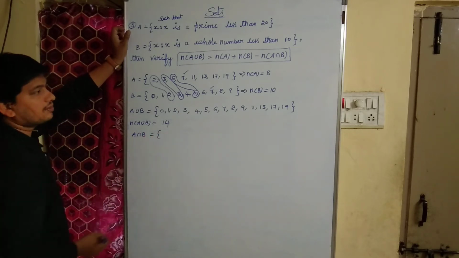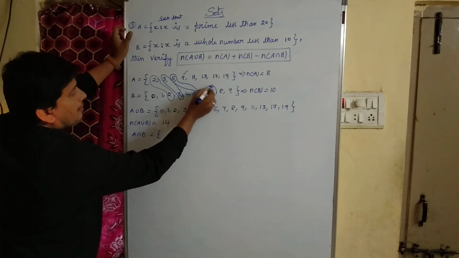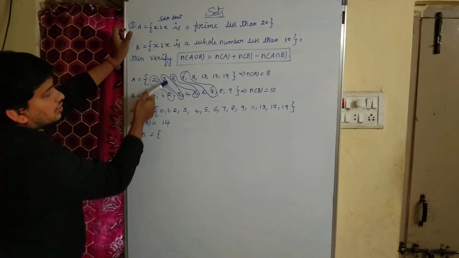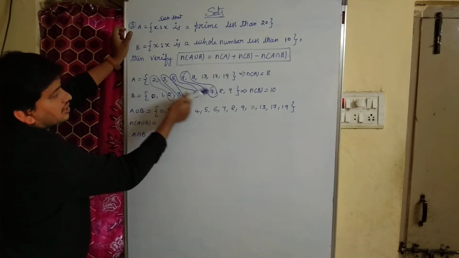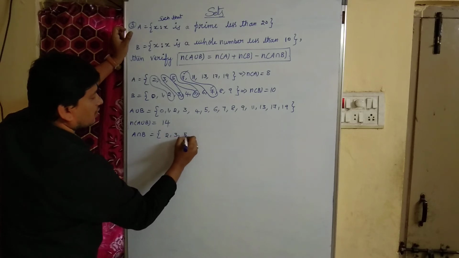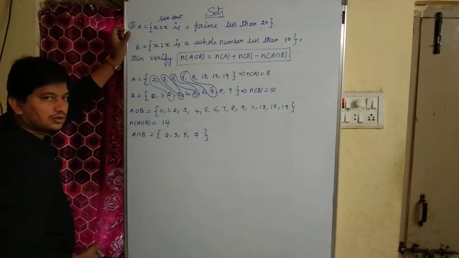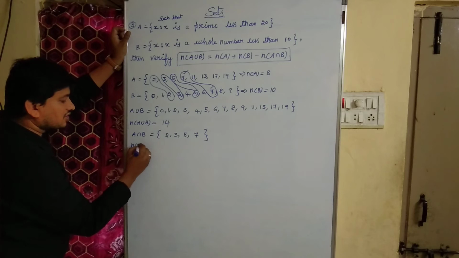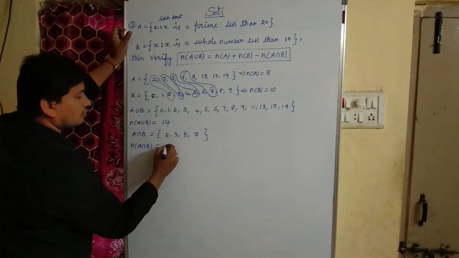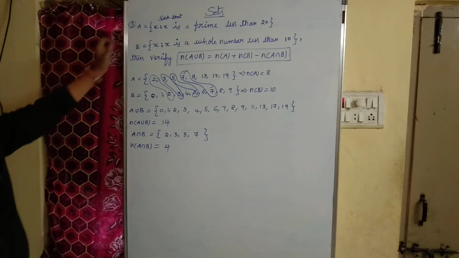Okay. Now coming to A intersection B, I mean the common elements. The common elements are 2, 3, 5, 7. They are the common elements. Let us write 2, 3, 5, 7. So what is N of A intersection B? N of A intersection B equal to 1, 2, 3, 4. That is equal to 4.